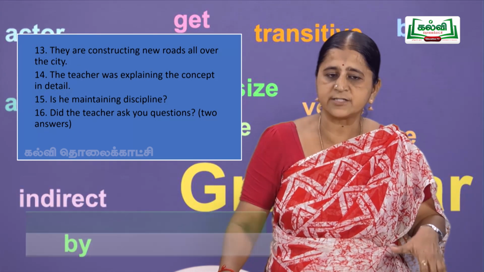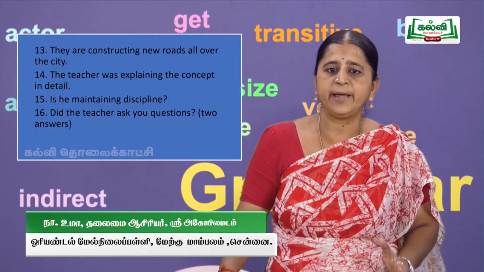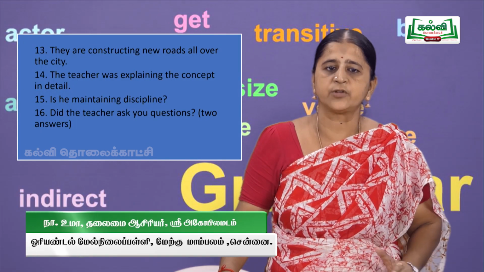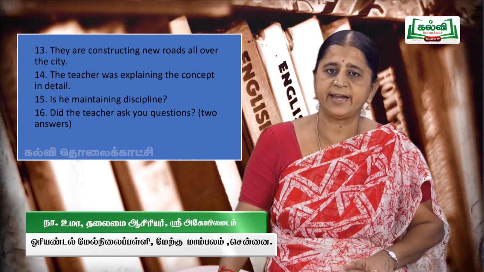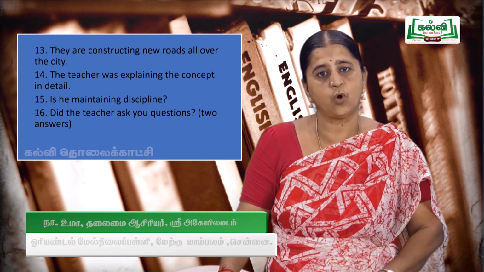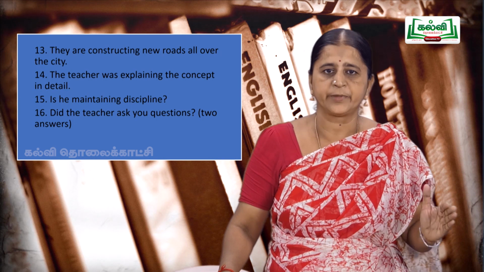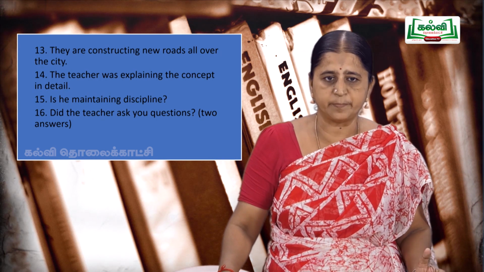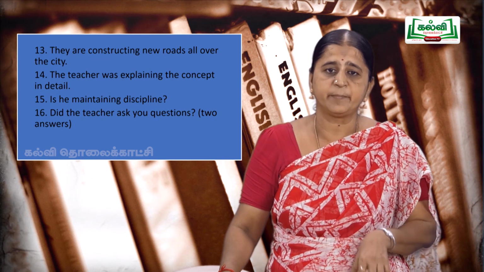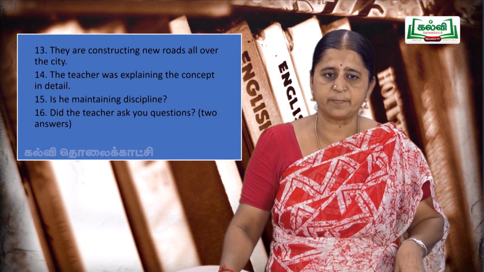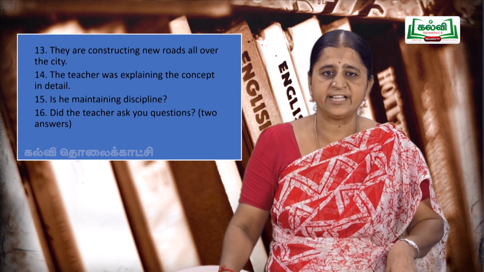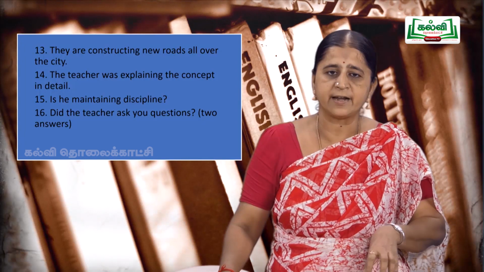Now next, sentence 15: Is he maintaining discipline? So what do we do? He is maintaining discipline. He is maintaining what? Discipline. So we start our answer with discipline. Discipline is singular. Is maintaining is present continuous tense. So discipline is being maintained by him.